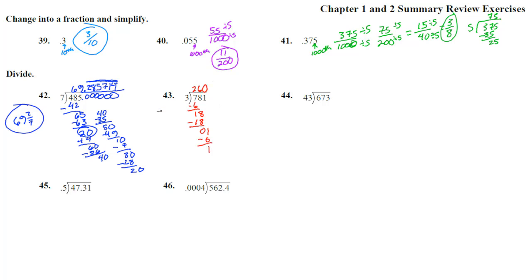So we get 260 1/3. And again, we can keep going with decimals and get a decimal answer for this. Drop down a 0. 3 goes into 10. 3 times. 3 times 3 is 9. Subtract, and we get a 1 0. We're going to repeat that. So 260.3 repeater. That would be the other way to write that answer. Okay, number 44.